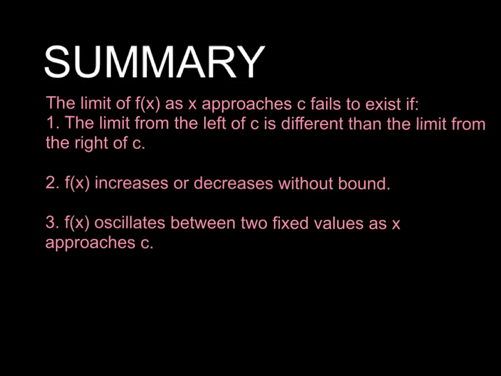So here is our summary. We've got 3 cases at which the limit fails to exist. The first case is if the limit from the left is not equal to the limit from the right. 2, if f of x is increasing or decreasing without bound. That means that f of x is approaching infinity or negative infinity. And 3, that's if f of x oscillates between 2 fixed values as x approaches c.